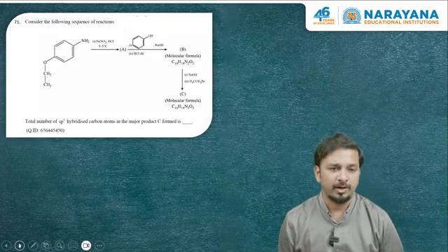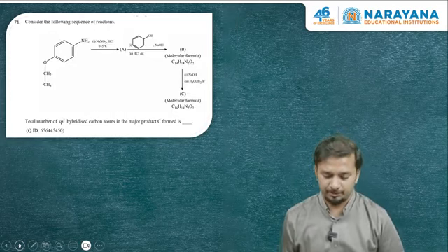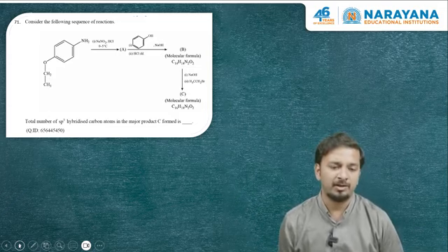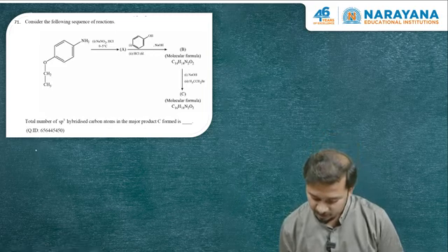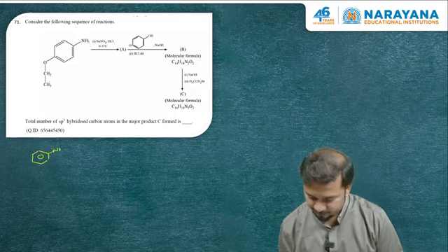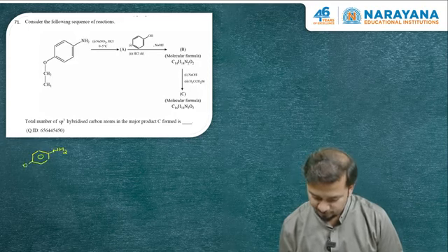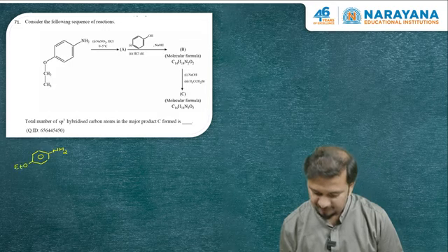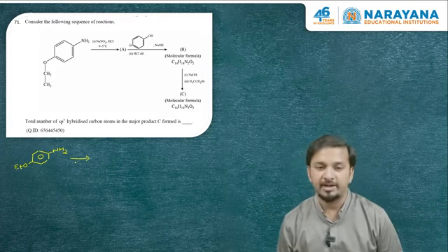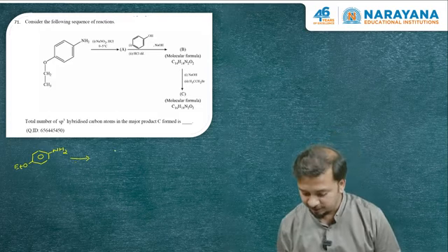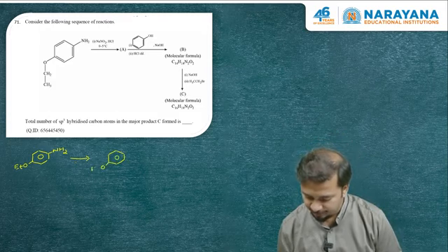Moving to next question, we have a sequence of reactions. We have to find the total number of sp3 hybridized carbon atoms in the major product C which is formed. So we can write this reaction: we have NH2 and at para position we have OEt attached. First it is treated with NaNO2, HCl at 0 to 5 degrees centigrade. So we know it is a diazotization reaction, and the diazonium ion will be formed over here.